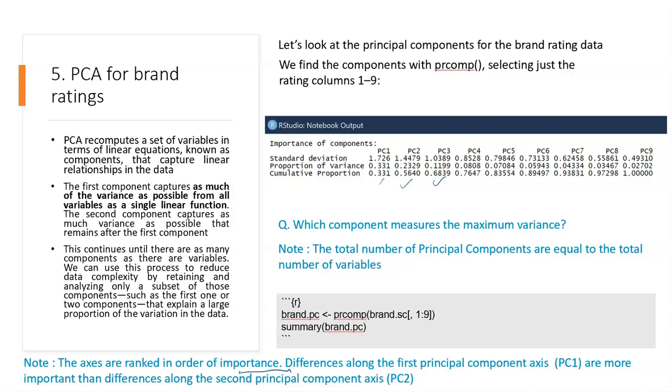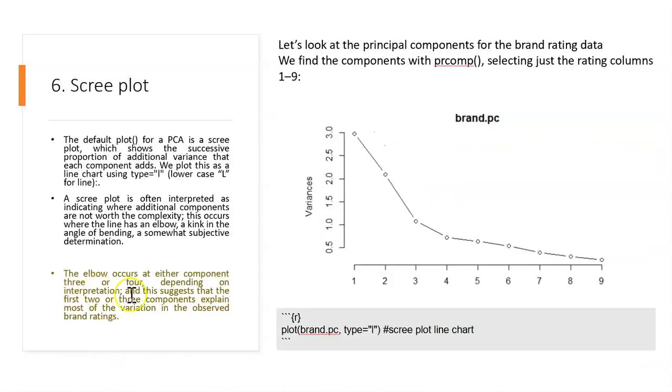Instead of checking it here, there's one more method of doing it, and that is the scree plot. The default plot for a PCA is a scree plot, which shows the successive proportion of additional variance that each component adds. So these are the number of components and how much variance they are adding. All the variables explain 100% of the variance, but which components can explain the maximum? We can interpret this using the scree plot.